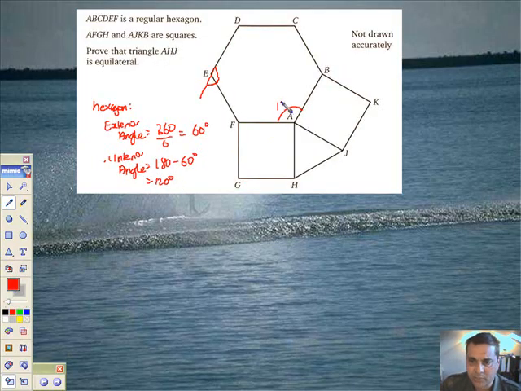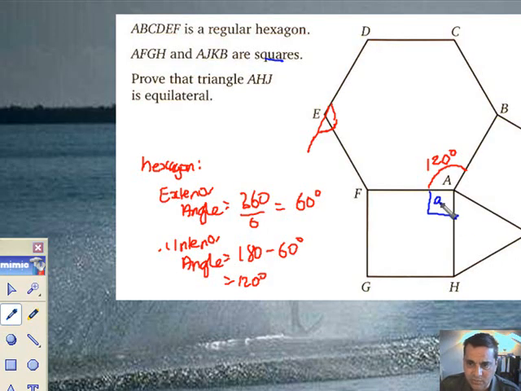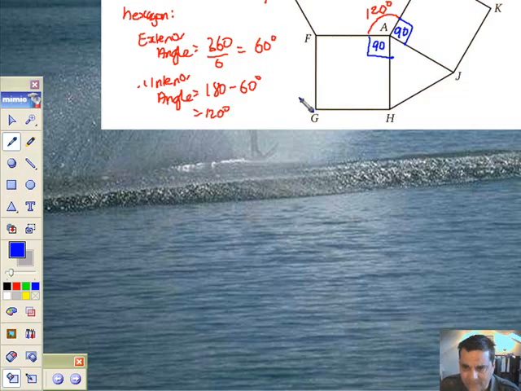So I'm now going to put 120 degrees in my diagram. Now let's just change colour because I'm told these are squares. It says so. So therefore that's 90 degrees. So I'm going to put 90 there. I'm going to put a 90 there as well. That's 90 degrees as well. Now look, I've got angles at a point adding up to 360. So therefore I can work out the angle HAJ. Let's see what we get.